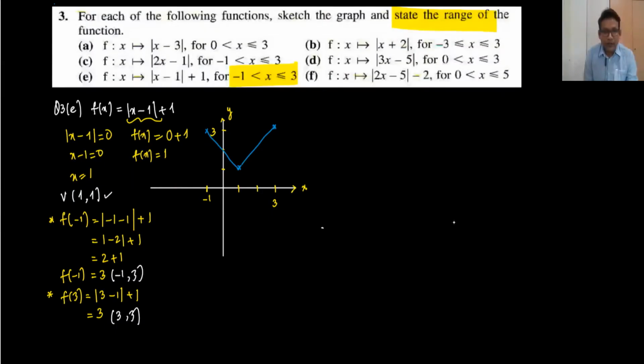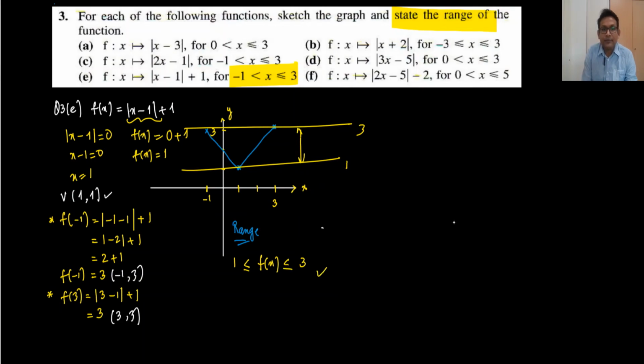Then when we join this, it's a V-shaped sketch. Now, how to find the range of this question? For range, we do not need these values. We have to write the maximum and minimum value in y. So the minimum is 1 and the maximum is 3. So the range is from 1 till 3. Now 1 is in the middle of the domain, so it's greater than or equal to, and 3 is at the corner of this domain, so that is also equal to, and we have done it.